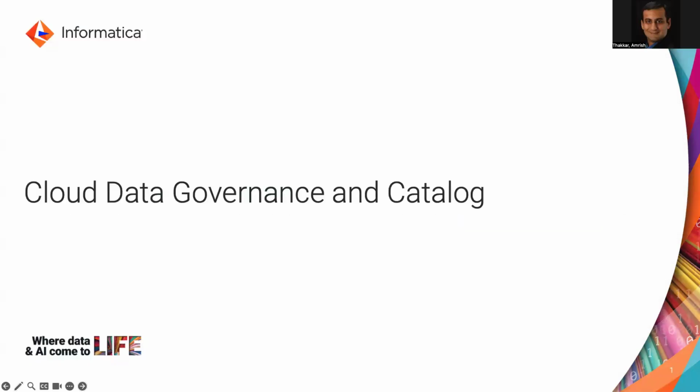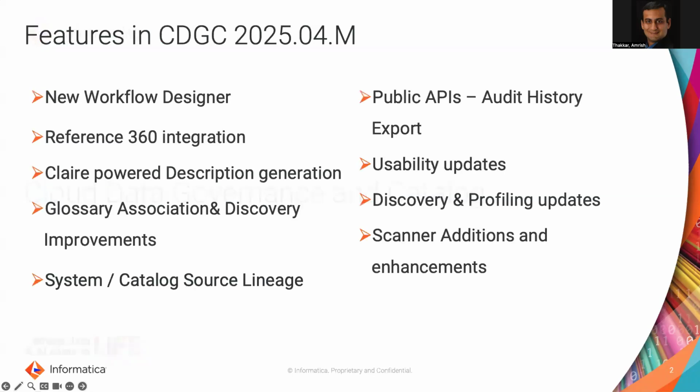Thank you, Harshita. So let's kick it off with data governance and catalog enhancements. It's a big release for data governance and catalog. There's a number of significant capabilities coming out. Let's start with those at a high level. So the first one is we have a new workflow designer. This is going to replace the cloud app integration workflow engine that we were using. And we are moving on to a new engine and a new designer as part of this release.